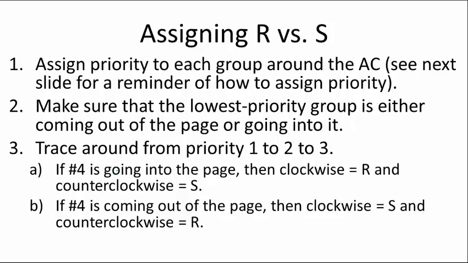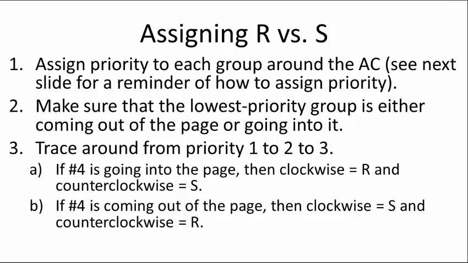The RS designation is different depending on whether group number 4 is on a wedge bond or a dash bond. So if number 4 is on a dash bond, meaning going into the page, in that case, clockwise equals R and counterclockwise is S. If number 4 is coming out of the page, then clockwise is S and counterclockwise is R.